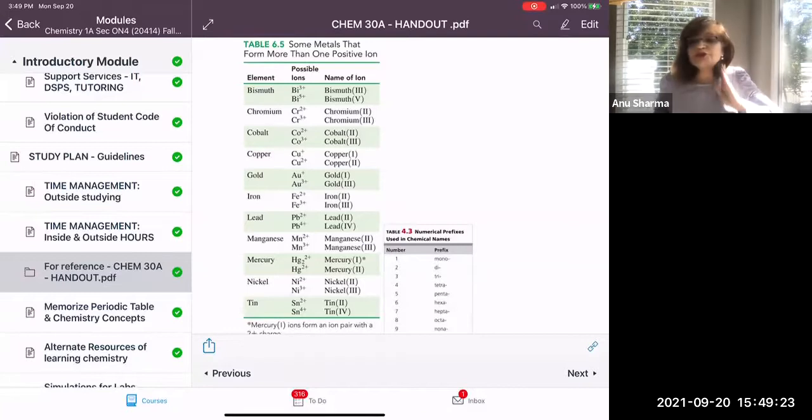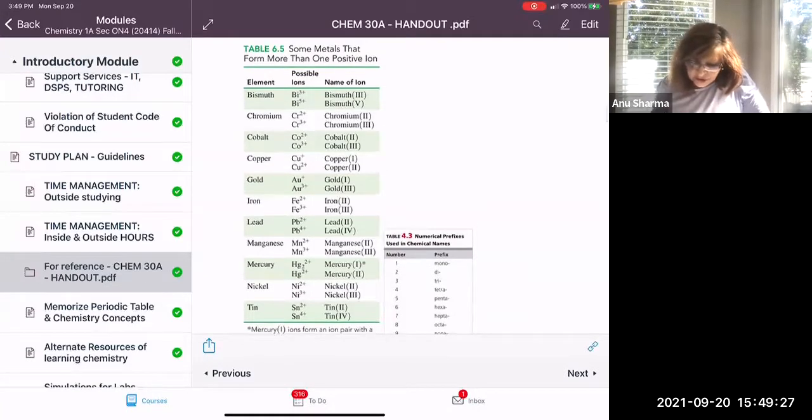Okay, so here I'm showing you on your handout. If you look at it on your introductory module, you will see on the left-hand side, with reference, the Chem 30A handout. So make sure you print this out. If you don't have it, this is the information you will need to do the worksheets. Besides that, you can also use this handout on the exam. So anyway, here is this handout.